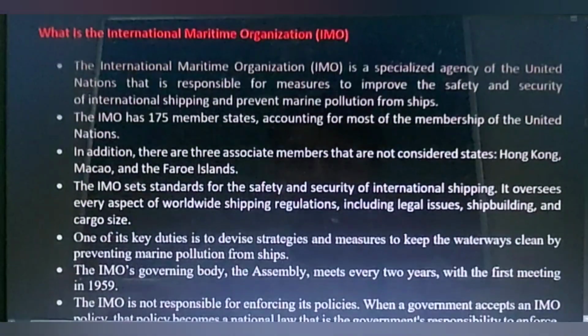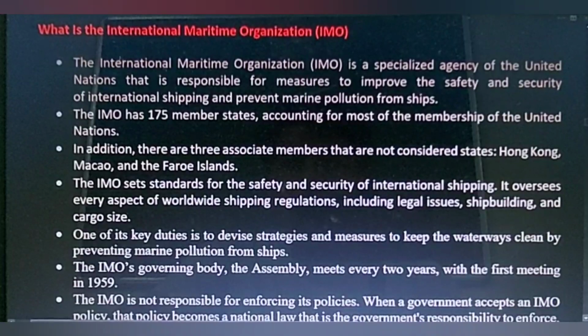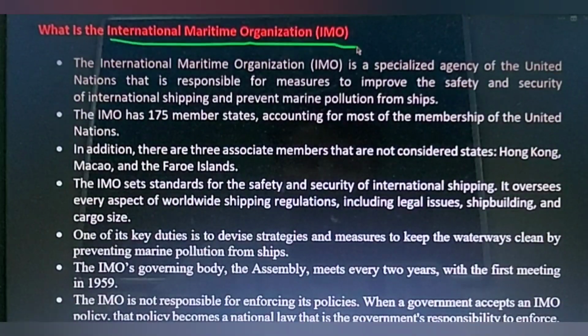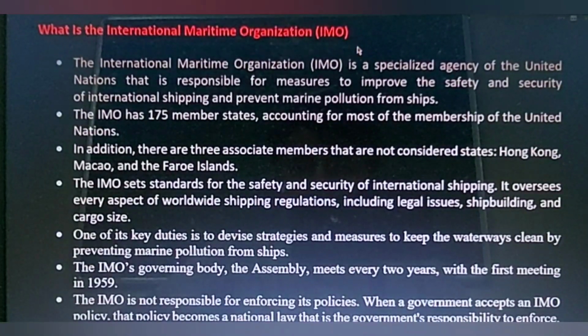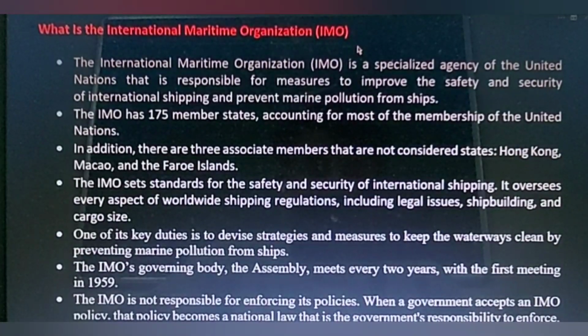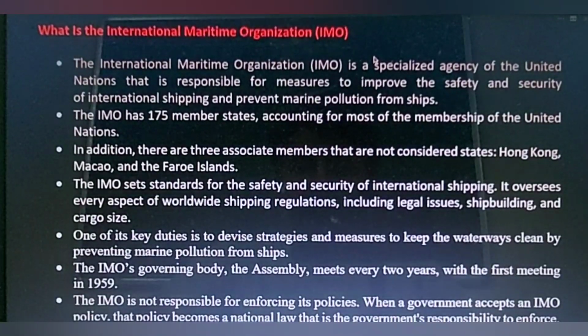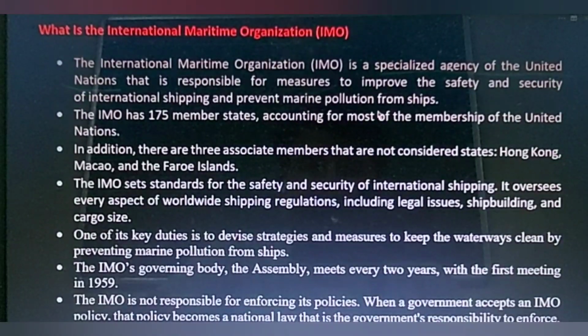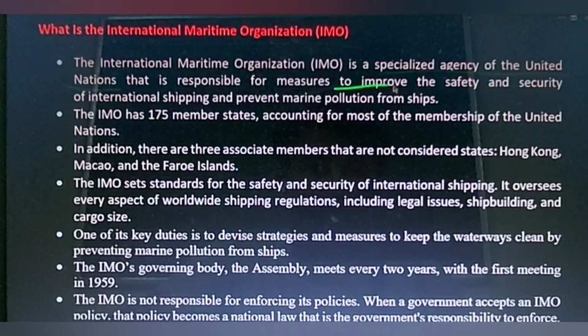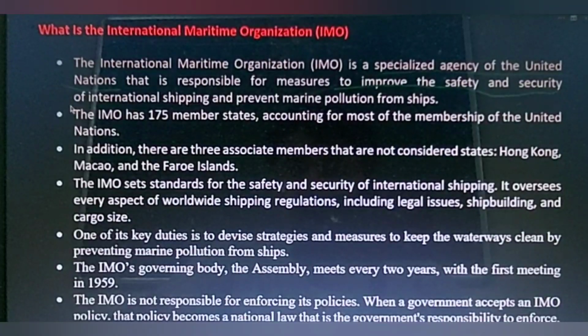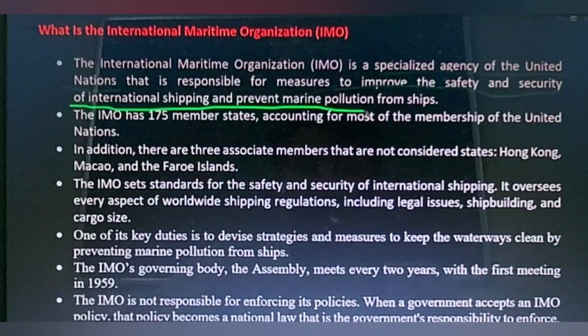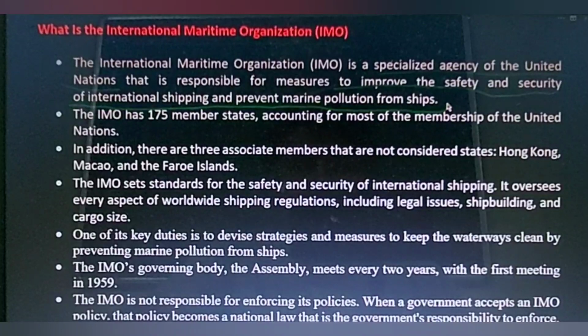Okay, let's move on to the next question. IMO, that is International Maritime Organization. Now this is also a very important question, because all these questions I have collected from the last 10 years, so it's going to be very important for you, right? The International Maritime Organization is a specialized agency of the UN, United Nations, and it is basically responsible to improve the safety and security of international shipping and prevent maritime pollution from ships.